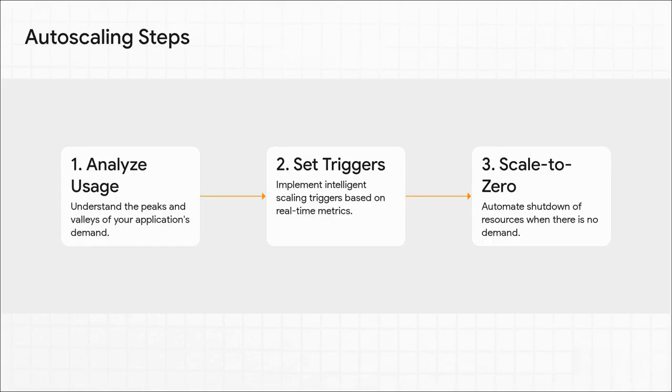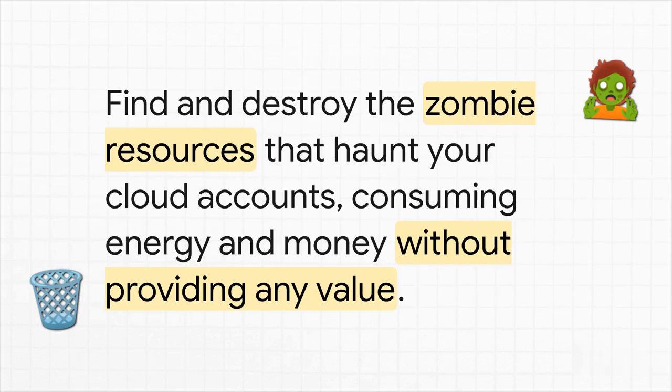So how do you do it? Well, it's pretty straightforward. First, you've got to really know your usage patterns, the peaks and the valleys. Second, you set up intelligent triggers that scale with actual demand. And the holy grail, the ultimate goal, scale to zero. If nobody is using it, no resources should be running. End of story.